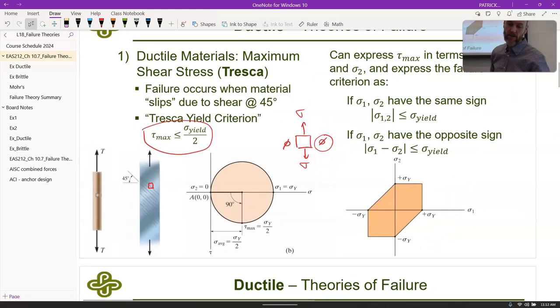For most of these criteria that we look at, they also have a way of visually depicting a failure envelope using just your sigma 1, sigma 2 values. And so this plot over here, this is your sigma 1 axis, vertically this is your sigma 2 axis. If sigma 1 reaches yield stress and/or sigma 2 reaches yield stress, you would have failure. Conversely, in the compressive scenario, if sigma 1 or sigma 2 reaches negative yield stress, you would have failure. And then we just connect the lines there, where this is your failure envelope.